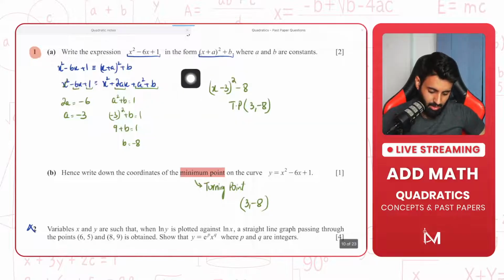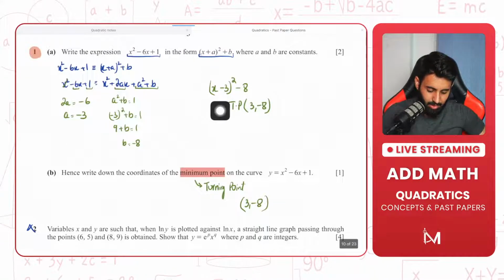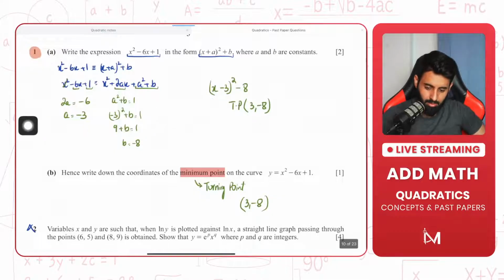Here a is minus 3, so remember, whenever we're taking the x coordinate of the turning point, we change the sign. So if it's x minus 3 whole square, the x coordinate of the turning point is going to be 3.